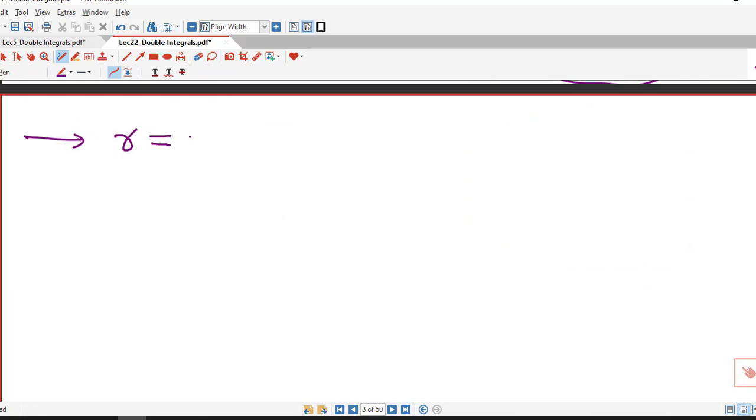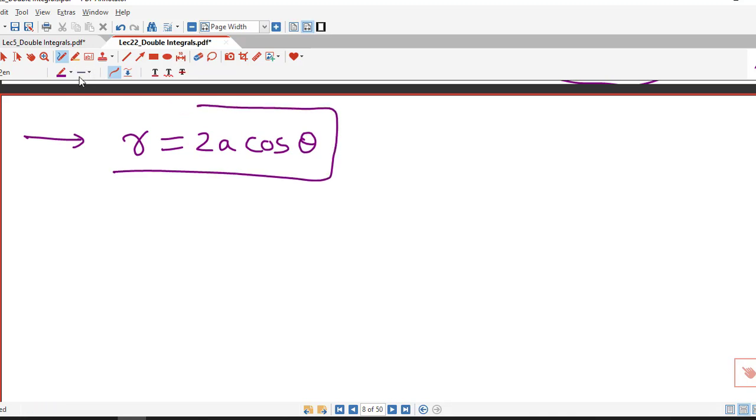Suppose I consider this equation in polar coordinates, r equal to 2a cos theta, and I want to determine which curve is represented by this equation. So I will use the relationship between Cartesian and polar coordinates. I know that x equal to r cos theta.